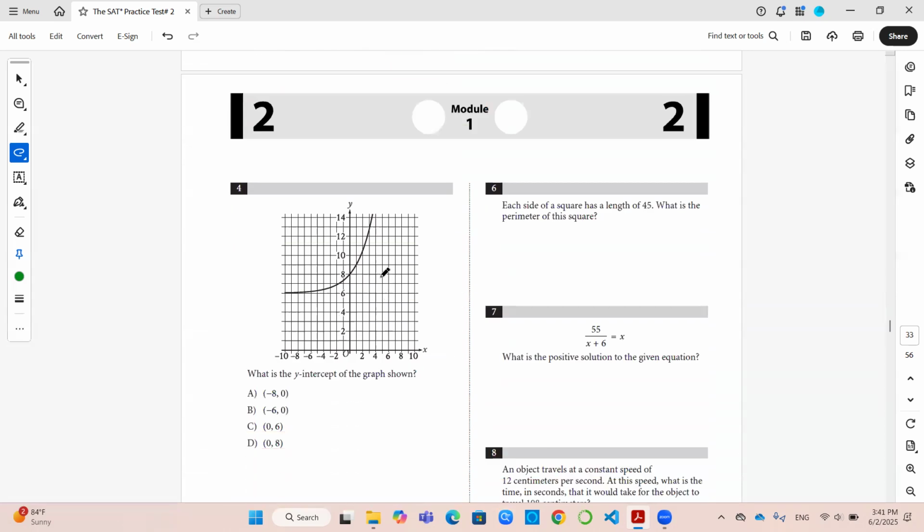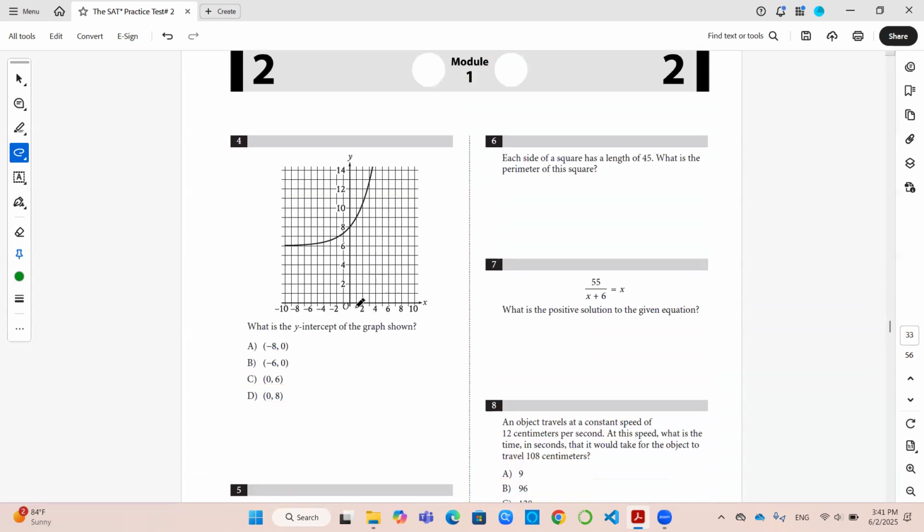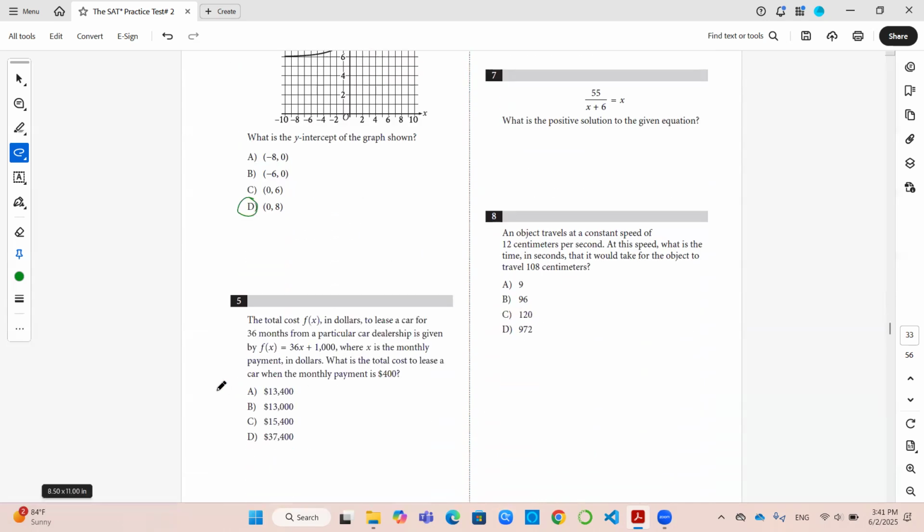Number four, what is the y-intercept of the graph shown? So when x is 0, y is equal to 8. So (0, 8). So D is the correct answer.